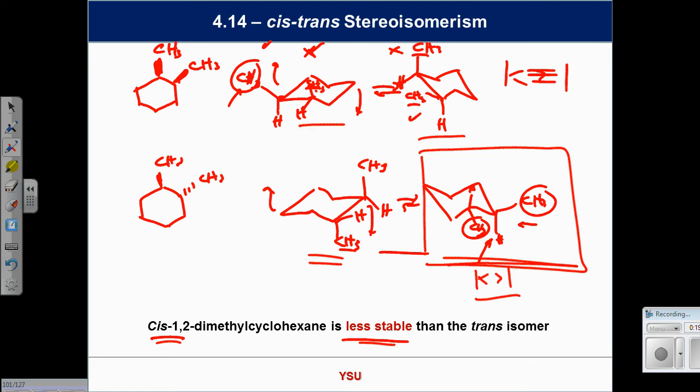Why? Because one of the groups has to go axial. You cannot avoid that. And you prove it. That's all there is to it. Memorize it, good luck. You'll forget it within a few minutes. Understand it, you can do it forever.